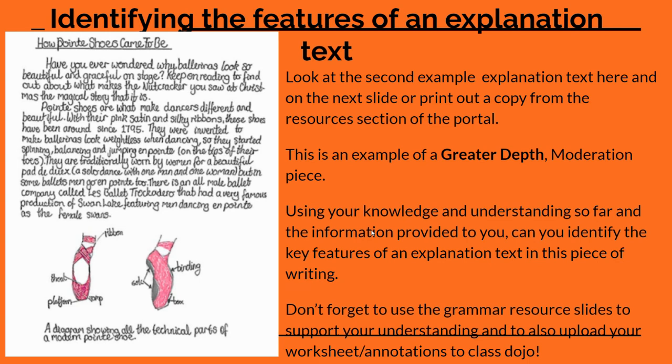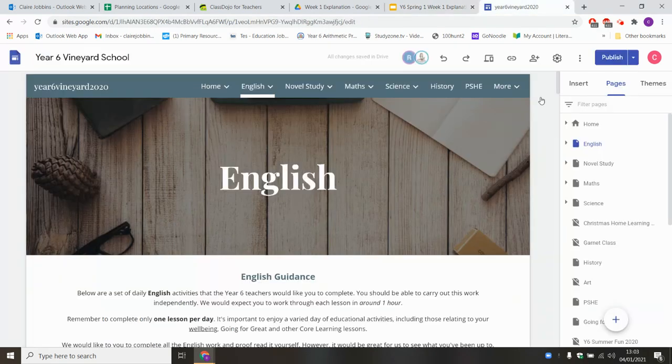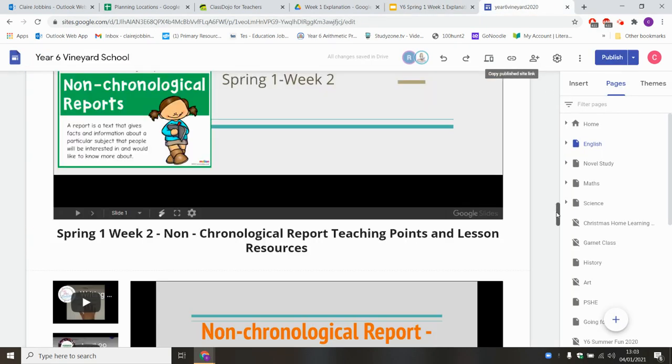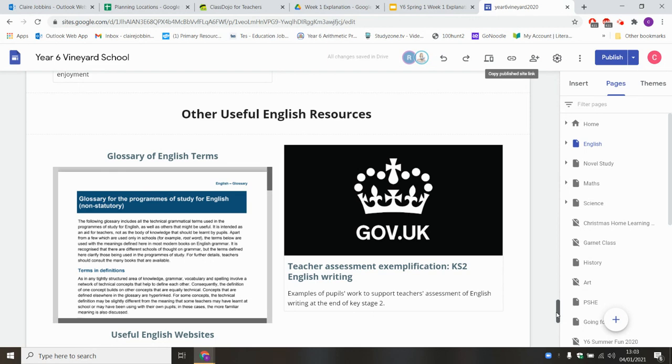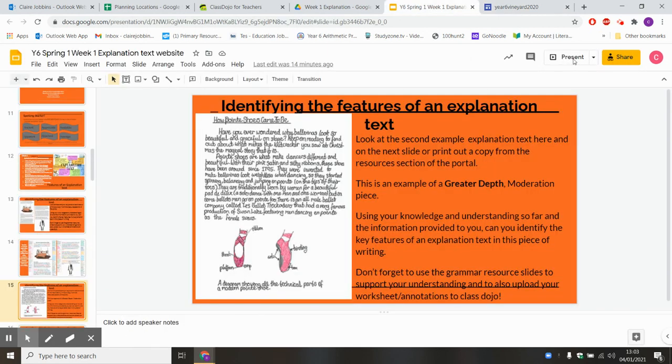Look at this second example here. So I print that out, and this is an example of a greater depth moderation writing piece. You can find more of these at the bottom, if I can get that up here now, on our website. You can find them at the bottom of the website here. You can find more examples of them here. Now, this is a greater depth example, ladies and gentlemen.